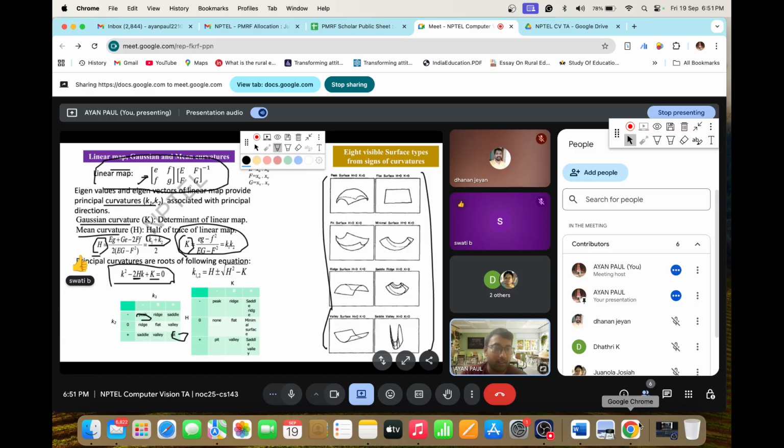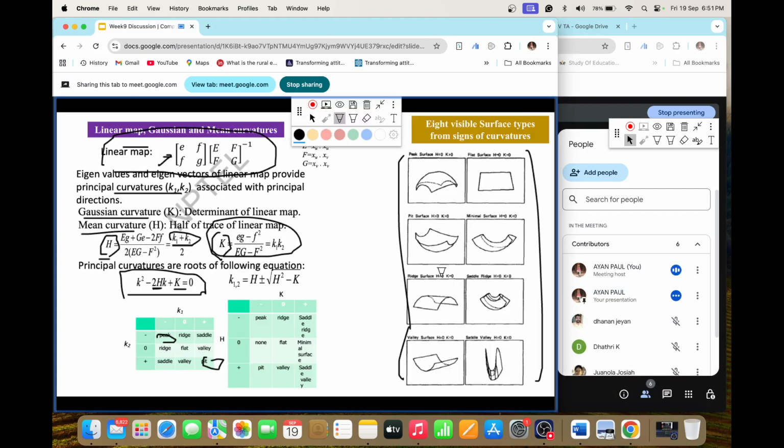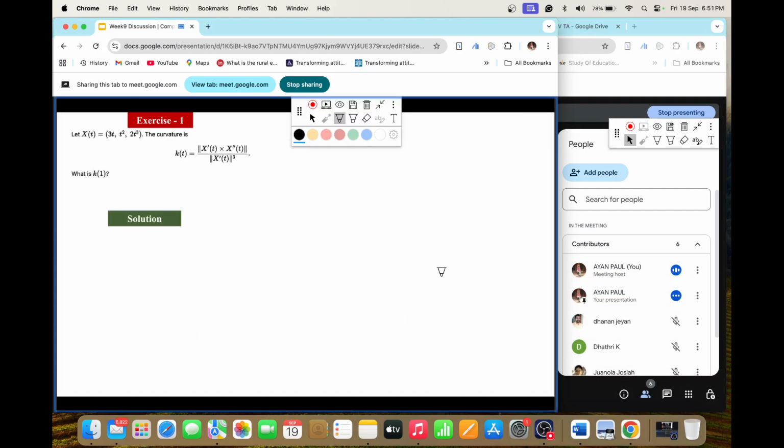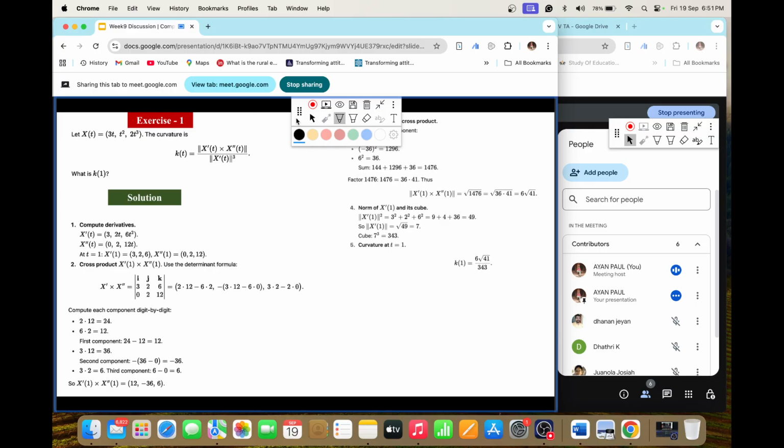So from this, let's just move into the question. That will be better and easier to understand. This is the curve x(t), a parametric curve. You can see it is parametric because x is a function of t and t is the parameter, and x(t) is given by 3t, t square, 2t cube, and then we are asked to calculate the curvature of the point at t equals 1. So how can we calculate?